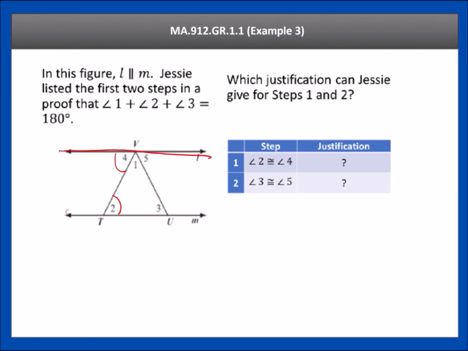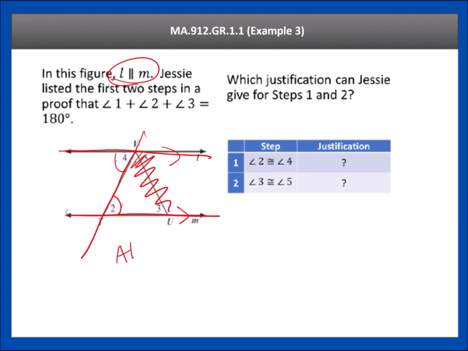Notice that these two lines are parallel, because it says so here. And if they're parallel, then if I just focus on this transversal, ignore this for a second, I have two parallel lines and one transversal. Those angles there are inside, so they're interior, and they're on opposite sides of the transversal, so they're alternate. So they're alternate interior angles. By the alternate interior angles theorem, they must be congruent.